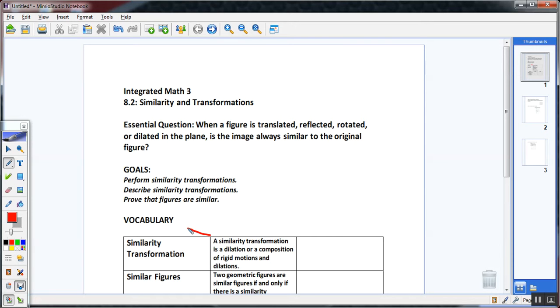You want it, Bree? When a figure is translated, reflected, rotated, or dilated in the plane, is the image always similar to the original design? Okay, so when a figure is translated, meaning slid, reflected, meaning flipped, rotated, meaning turned, or dilated, change of size, in a flat plane, is that image always similar? We're going to look at that stuff, okay? I think I know the answer.